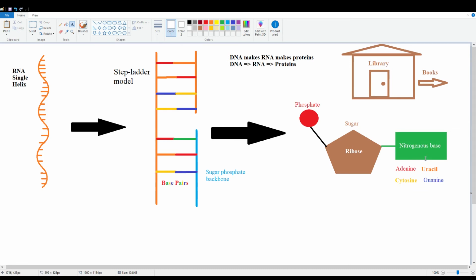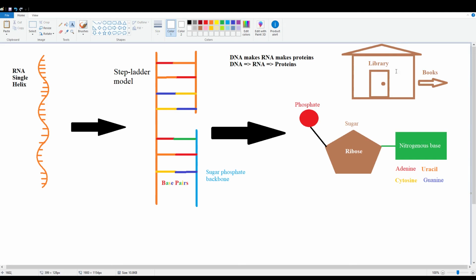Here's the final difference, which is important to what we're talking about now. One of the nitrogenous bases is different. Can you figure out which it is? If you are familiar with DNA, this is probably new to you. Uracil. So instead of thymine as we had before, we now have uracil.